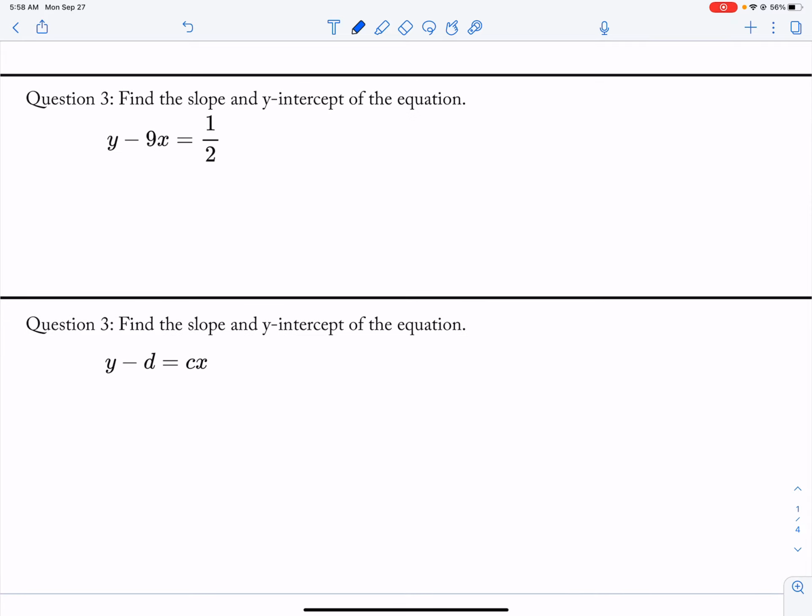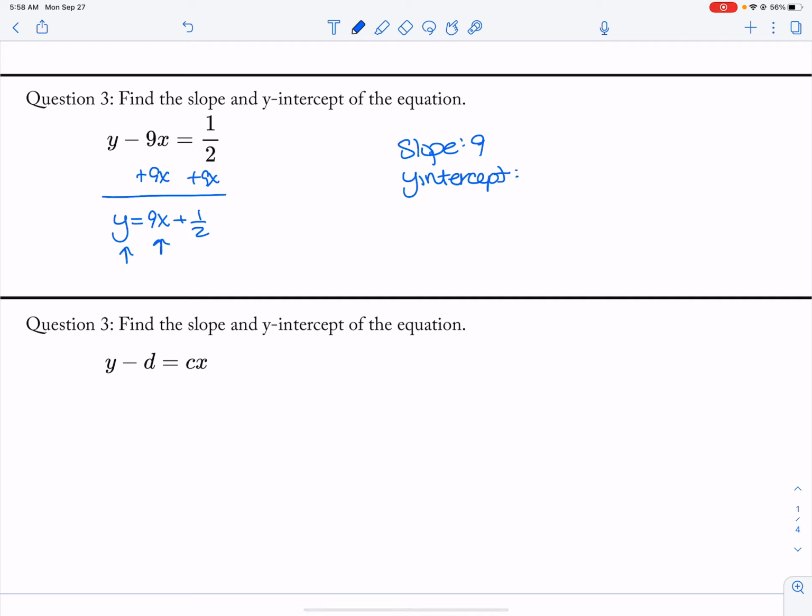Slope and y-intercept. So I just need to make everything into slope-intercept form. So I'm going to add 9x to both sides. So I get my slope is the coefficient of x, or the number in front of x, which is 9, and my y-intercept is always the number that is being added or subtracted to the variable once it looks like y equals mx plus b. So my y-intercept is 0, 1/2.